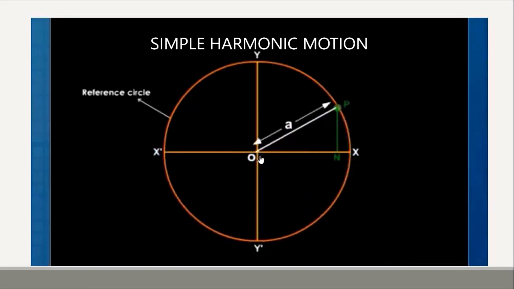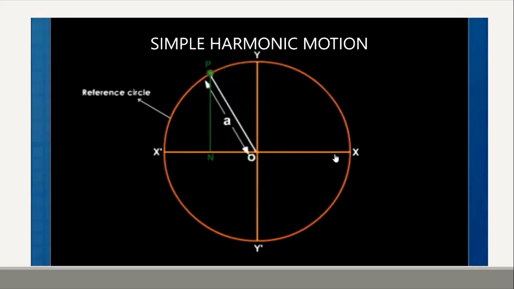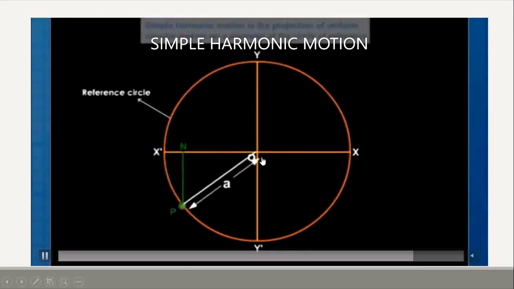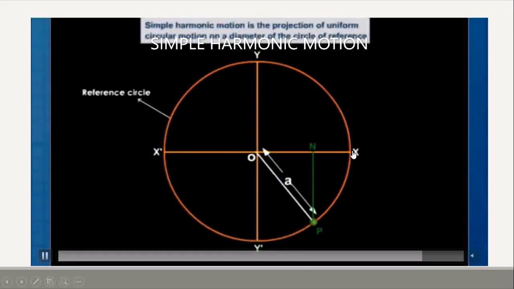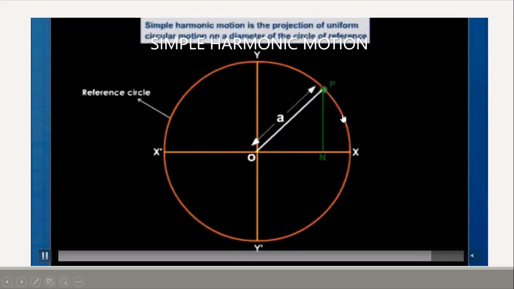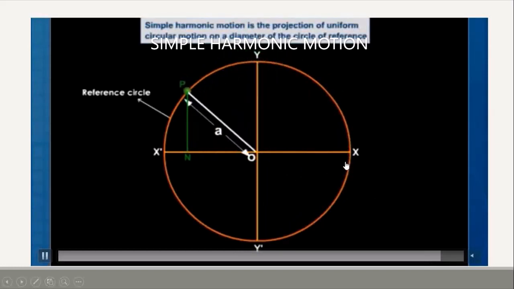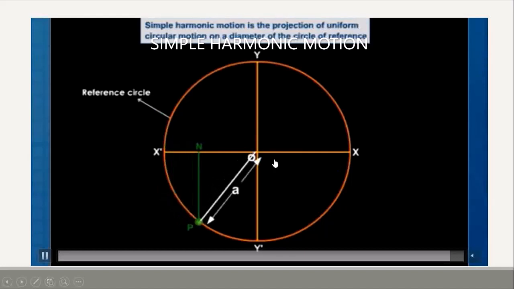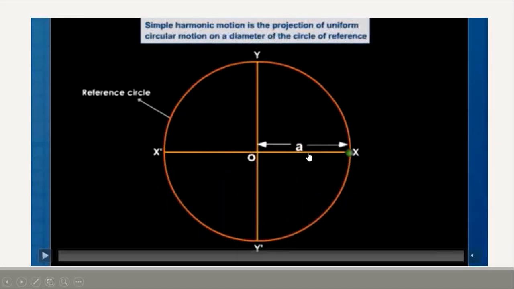You know, simple harmonic motion is nothing but a to-and-fro motion with respect to the mean position, and acceleration is always directed towards the center. In circular motion, acceleration is always directed towards the center, and you can observe here this projection is going to set up a simple harmonic motion, because this projection of the particle is moving on the x-axis from X to X dash. It is making a to-and-fro motion with respect to its mean position.